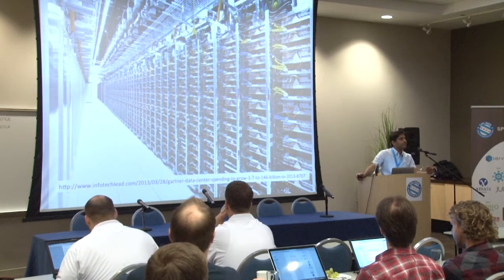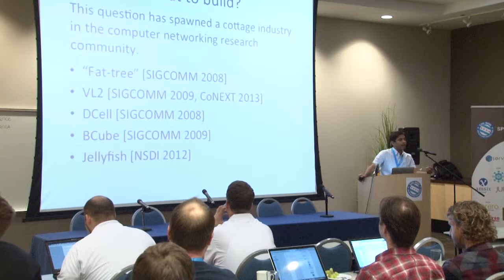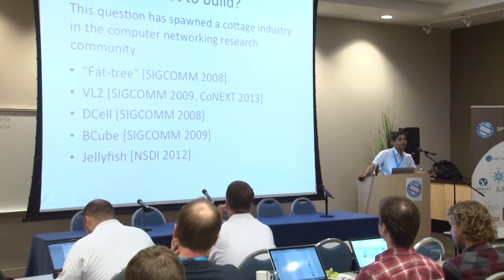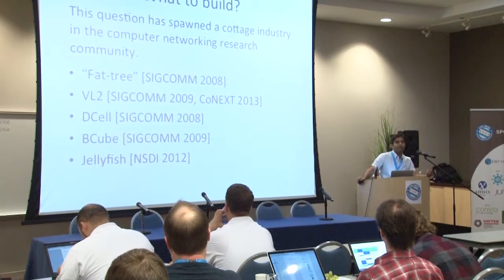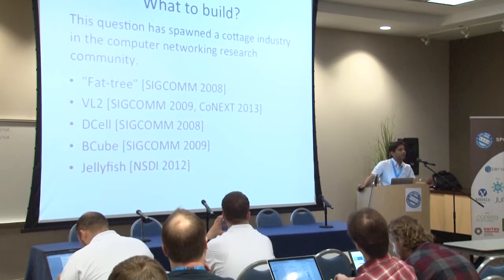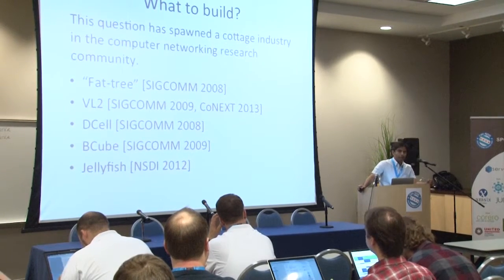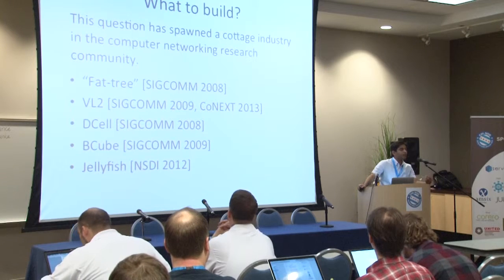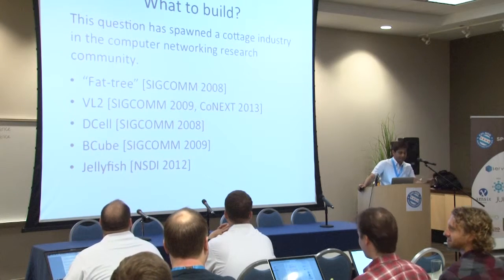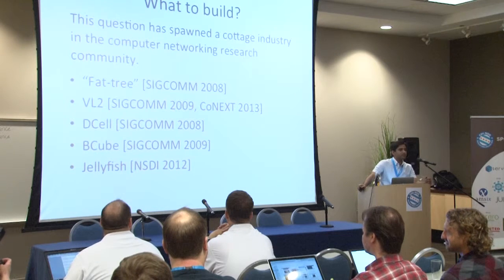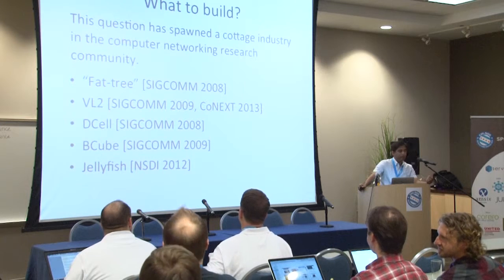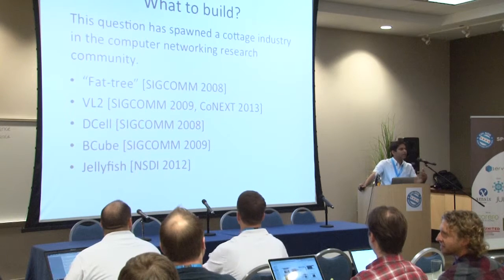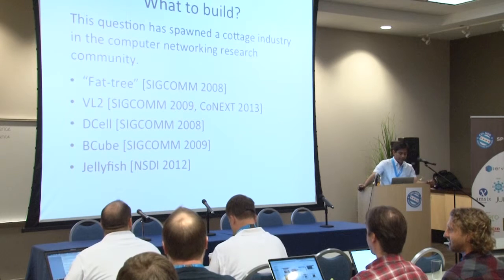All this interest in designing data center networks has spurred a little cottage industry in the networking research community, with groups of researchers busily trying to figure out what the right data center network architecture ought to look like. There have been a variety of proposals for the right way of interconnecting racks inside a data center, with names like fat tree, which appeared in SIGCOMM about 7 years ago, VL2, D-cell, B-cube, and jellyfish. And this is a small list. There have been a variety of different proposals of this kind.